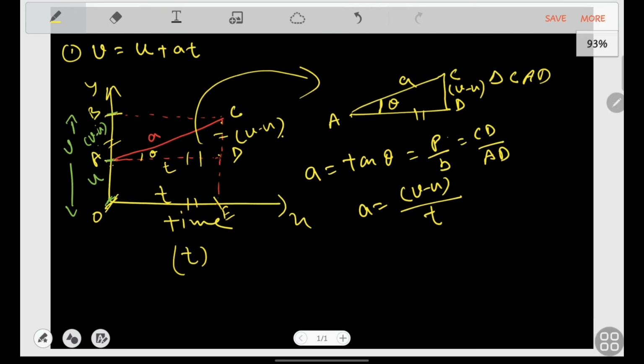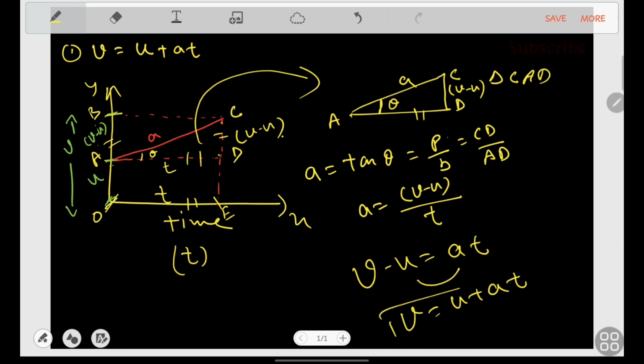So now finally we get the configuration of the equation. We just do the cross multiplication and we find that V minus U equal to AT. Now we have to move this U to the other side, the right hand side. We get V equal to U plus AT. This is the final formula, the equation we get for the first. The first equation we have now derived.